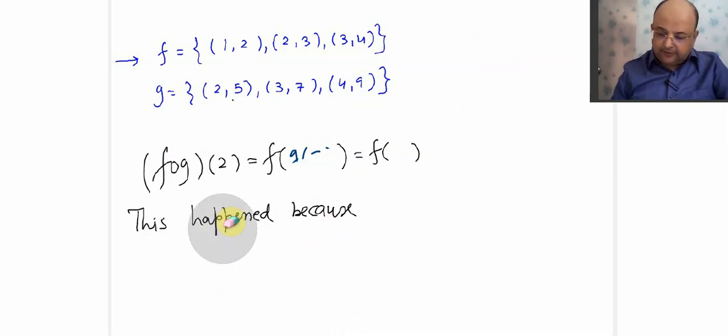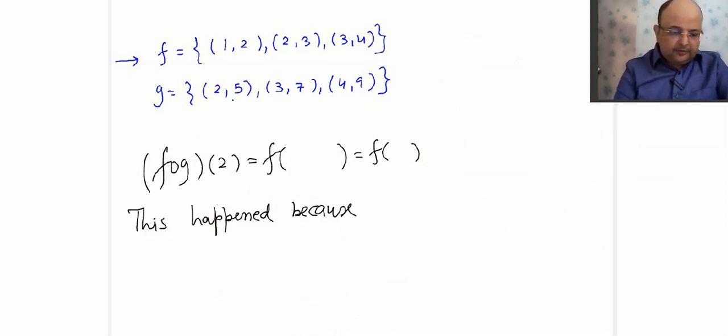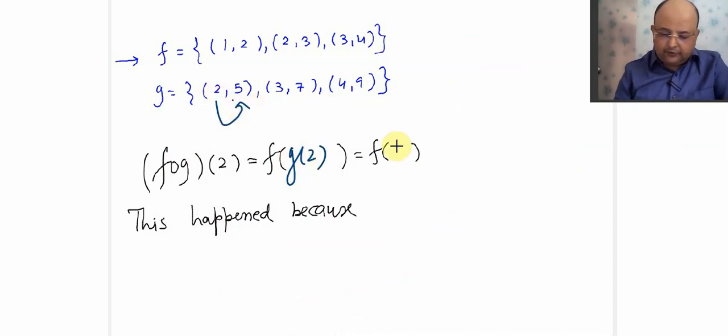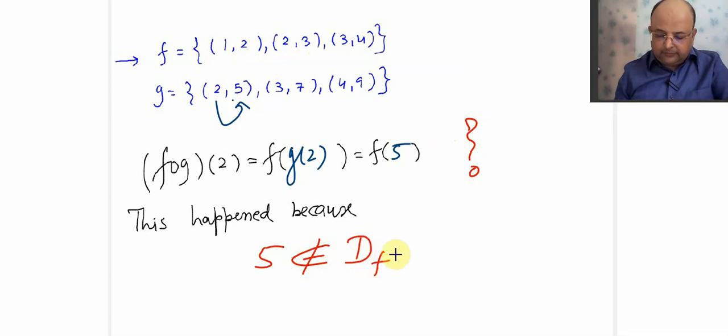Why does this happen? Come on, repeat. Yes, f of g of 2. What is g of 2? G takes 2 to 5, and now f of 5 is not defined because 5 is not in the domain of f. 5 doesn't belong to the domain of f. What is 5? 5, 7, 9 are elements of range of g.